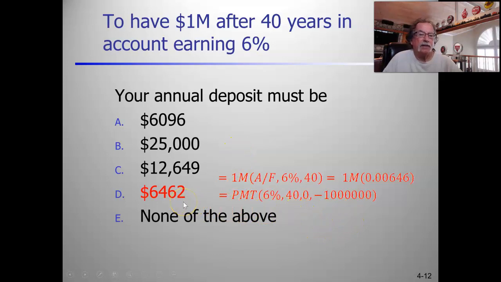You only have to deposit $6,500 per year. And you use the payment function. You are going to earn 6%, 40 years, no present amount, and you want $1 million in the future. So if you extrapolate that a little bit, you could put in, what is it, a little over $500 a month? Does that work?